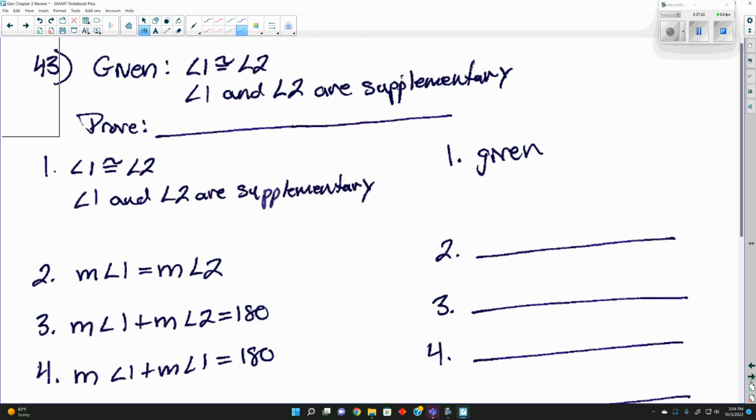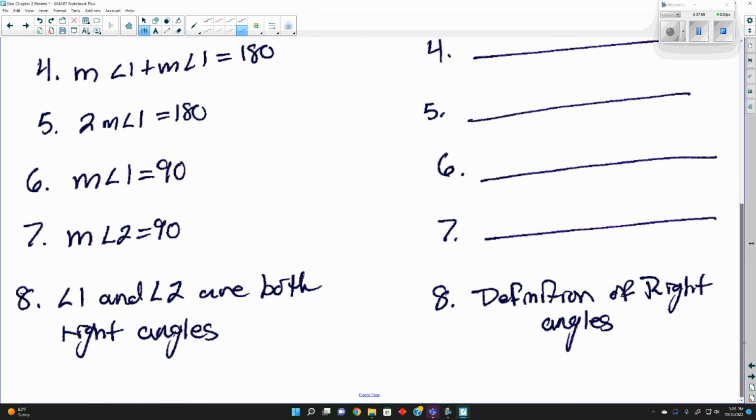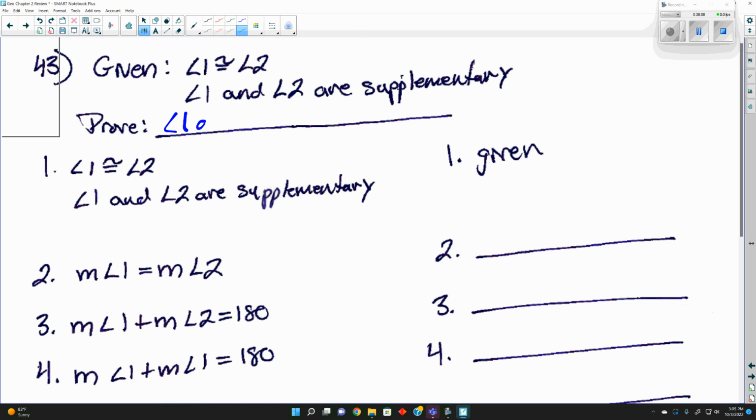So you're wanting to look at this one here. So guys, let's keep the volume down because we're going to work on this here. So, given angle 1 is congruent to angle 2, and 1 and 2 are supplementary. So angle 1 and angle 2 are both right angles. So what are we wanting to prove? Angle 1 and angle 2 are both right angles. Because what we're wanting to prove is always on the last line of our first column.